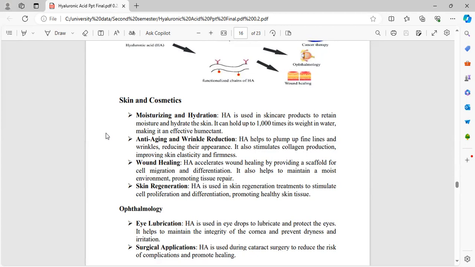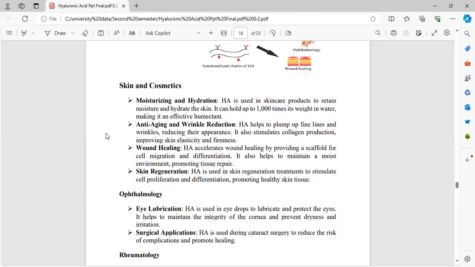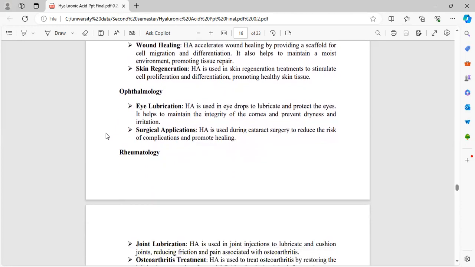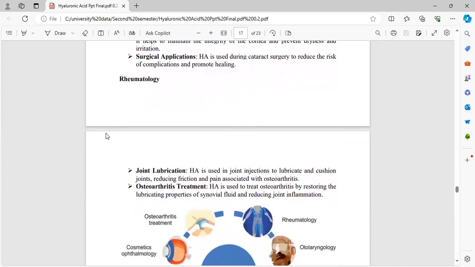Now I will explain to you about ophthalmology. First one is eye lubrication. Hyaluronic acid is used in eye drops to lubricate and protect the eye. It helps to maintain integrity of the cornea and prevent dryness and irritation. Second one is surgical application. Hyaluronic acid is used during cataract surgery to reduce the risk of complications and promote healing.